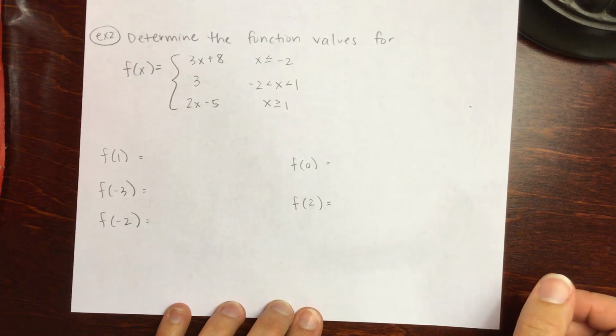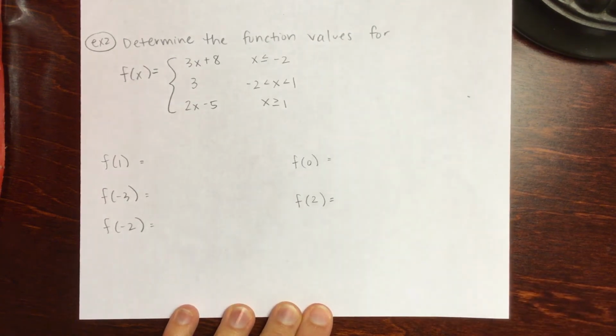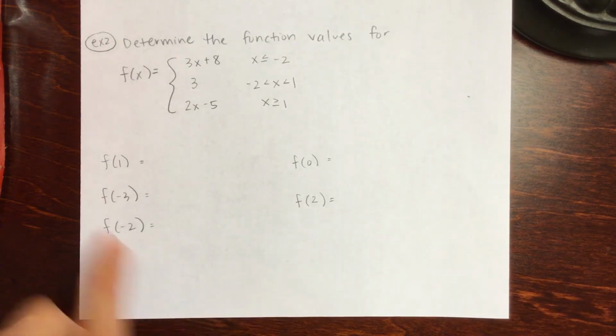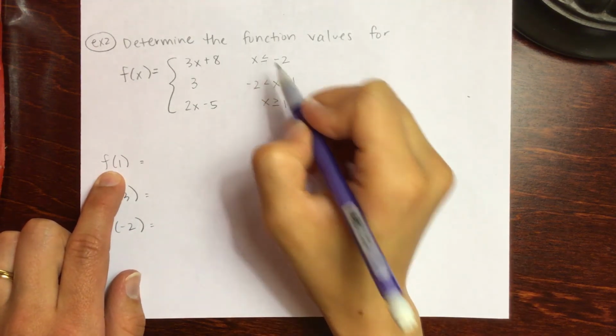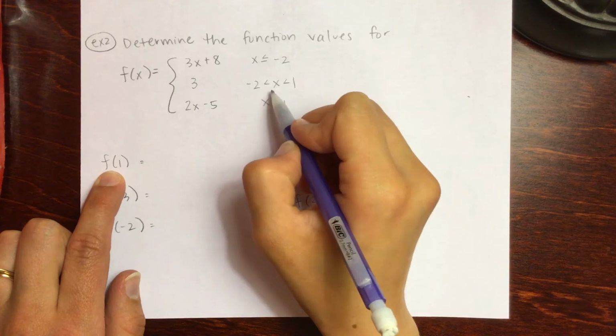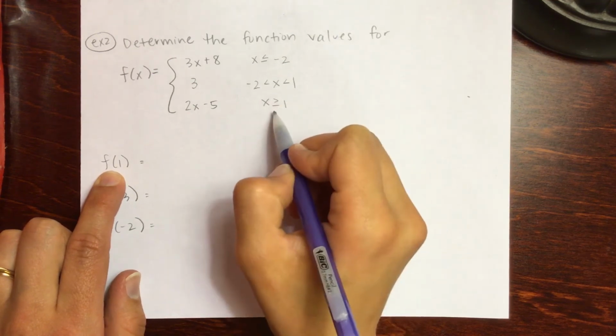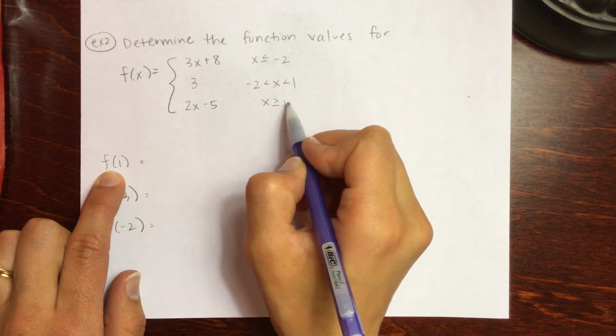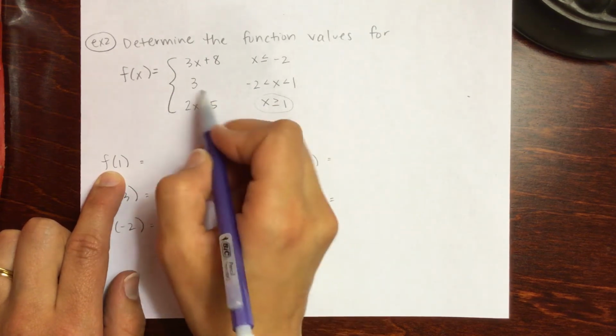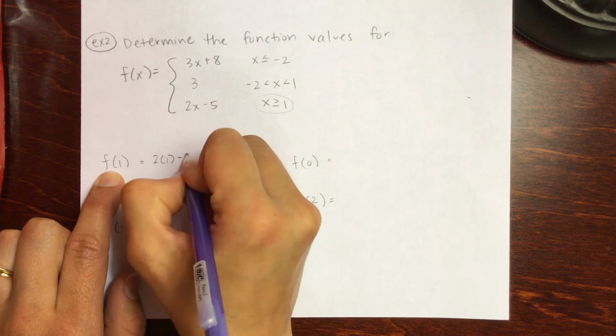You may want to pause the video to try the second example before we start. All right, f of 1. Is 1 less than or equal to -2? No. Is 1 between -2 and 1? No. Is 1 greater than or equal to 1? Yes. 1 falls into this category. Sub it into the third equation.